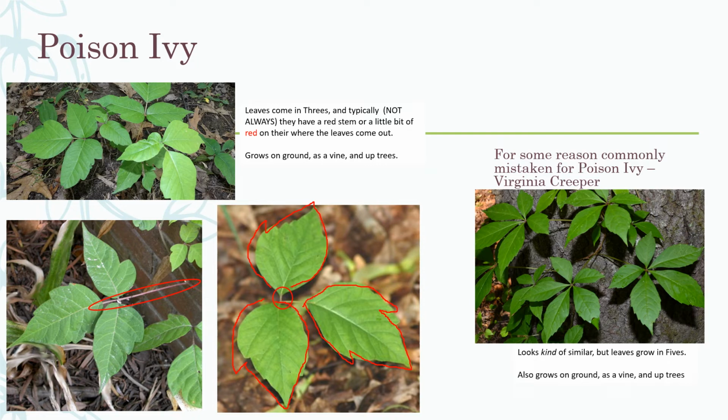All right, so something else that is typically on poison ivy, but not always, is a red stem. You can see in the circled images there that they have a red stem here, but they don't always have it. So if you see these leaf shapes in sets of 3s, with or without a red stem, maybe stay away from it. Something that is commonly mistaken for poison ivy, but is not poison ivy and does not cause skin issues, is something called the Virginia creeper.